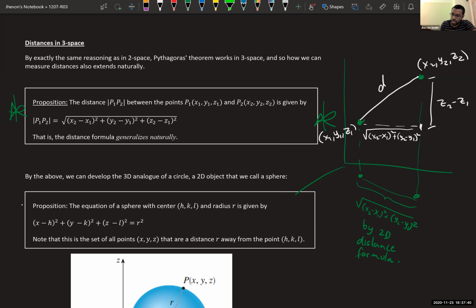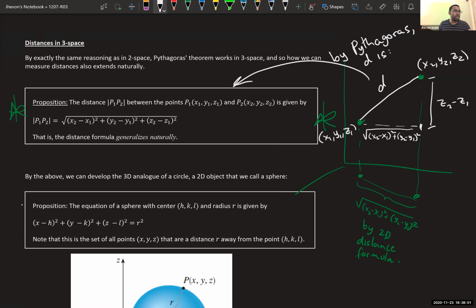So by Pythagoras again, d equals that. Right? So Pythagoras' theorem thankfully still works in 3 dimensions.